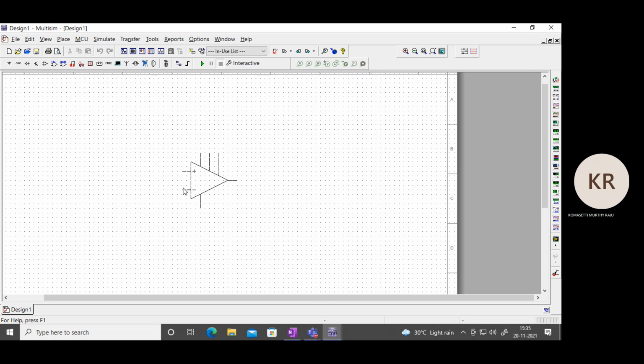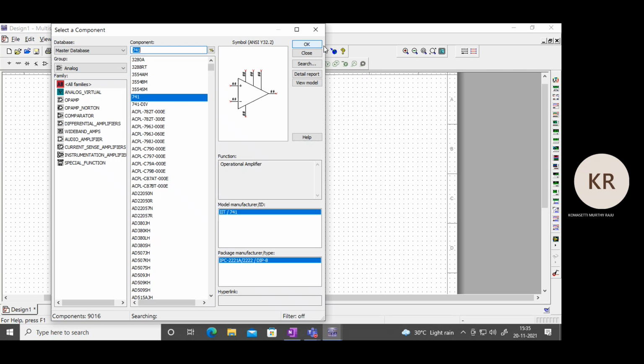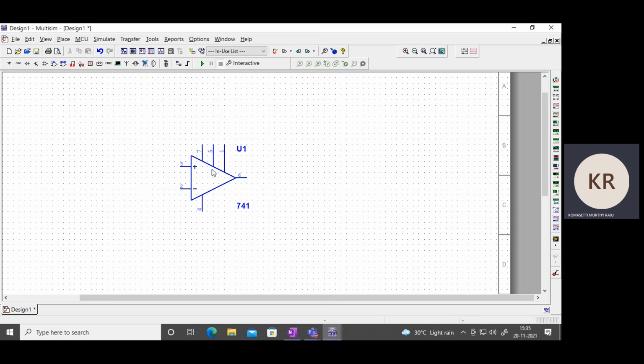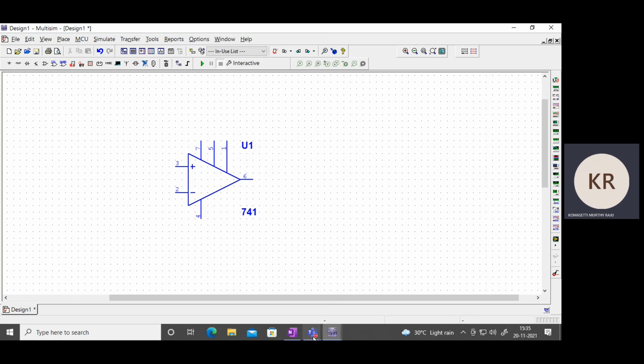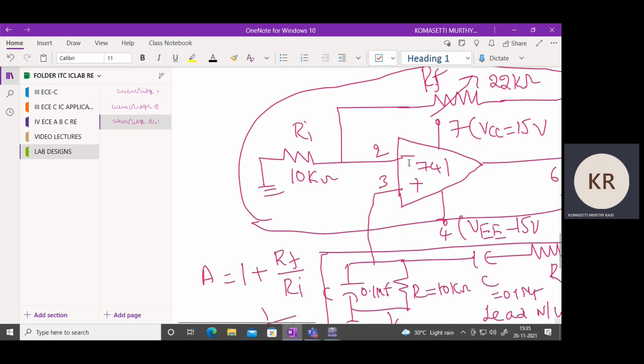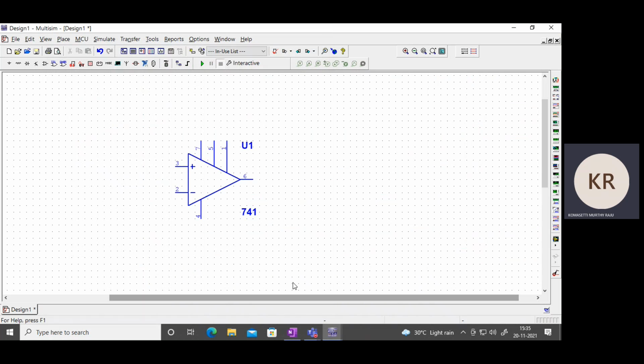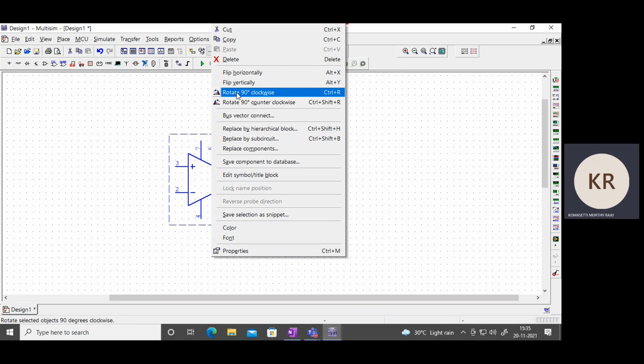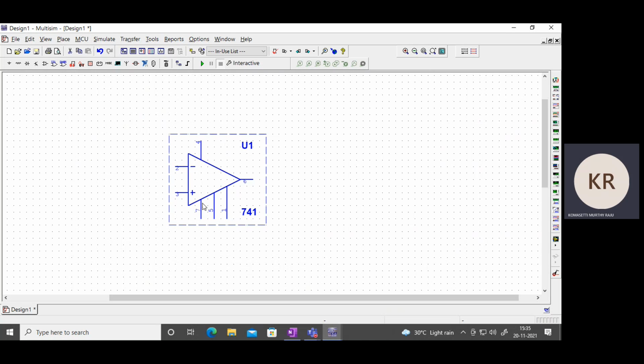Placed here. Okay. In our previous case, 741 had minus here and plus here. That is the reason we change the position. Right click on that one, flip vertically. Second pin here and third pin here, sixth pin here and fourth pin here. Generally we require 3 resistances, 2 capacitors and 1 potentiometer.